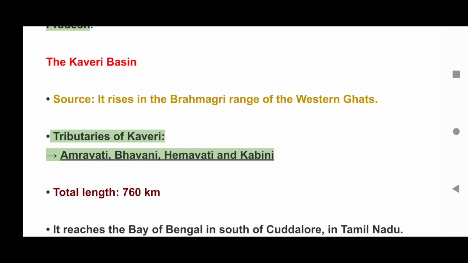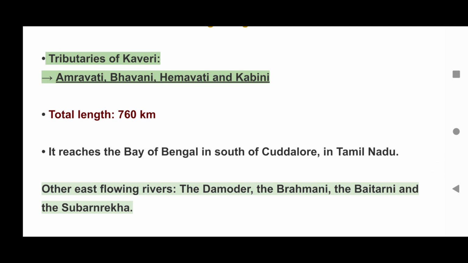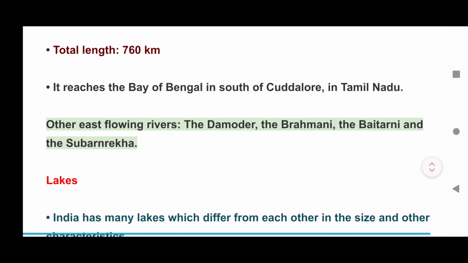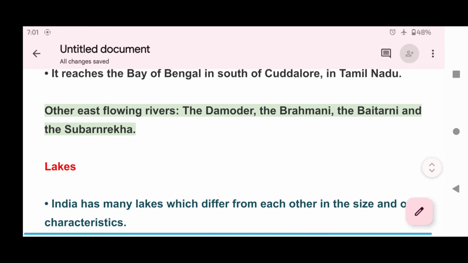The Kaveri Basin. The source of Kaveri Basin is that it rises in Brahmagiri range of Western Ghats. Tributaries of Kaveri are Amravati, Bhavani, Hemavati and Kabini. Total length of this river is 760 km. It reaches the Bay of Bengal in south of Cuddalore in Tamil Nadu. Other east flowing rivers are the Damodar, the Brahmani, the Baitarani and the Subarnarekha.